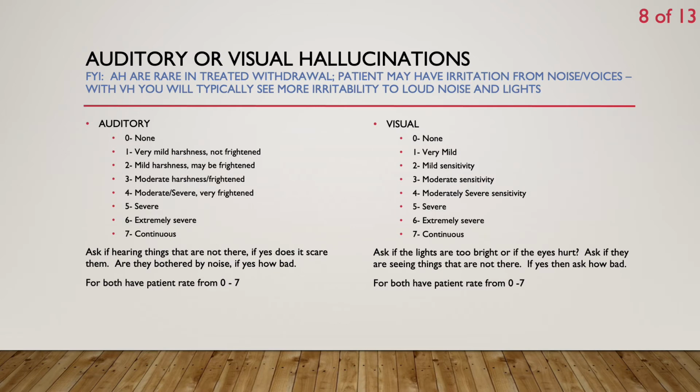And visual hallucinations, typically these are more along the lines of irritability to loud lights. If they see too many bright lights, or that causes pain to the eyes, they get more irritable. In auditory, ask them if they're hearing things that are not there, if it scares them, if they're bothered by the noise, and how bad. Again, you're going to use your scale, have them rate this 0 to 7. You don't tell them everything in the scale. You just say 0 being none and 7 being the worst you've ever had, and they will rate somewhere in the middle and tell you what it is.